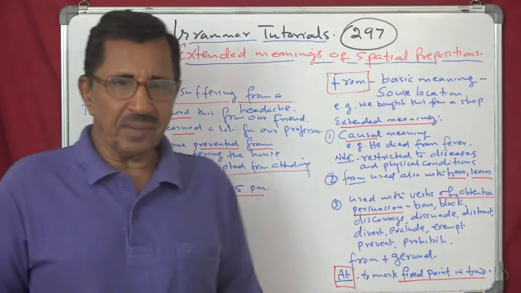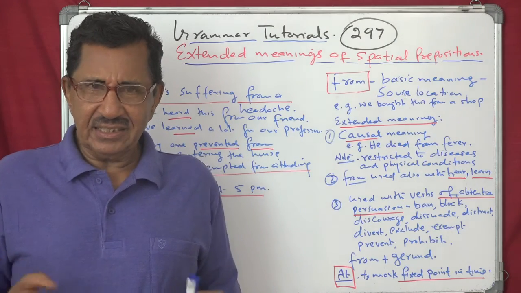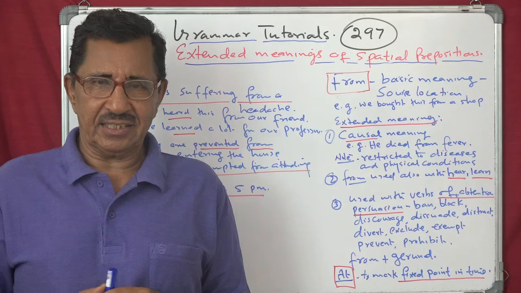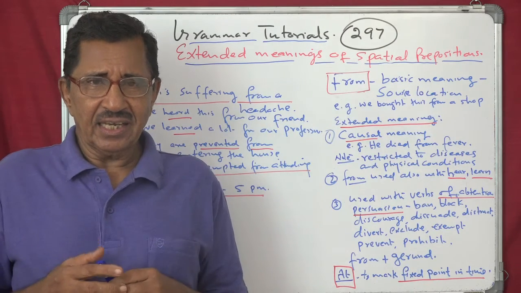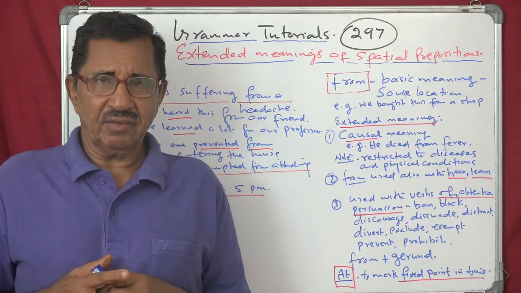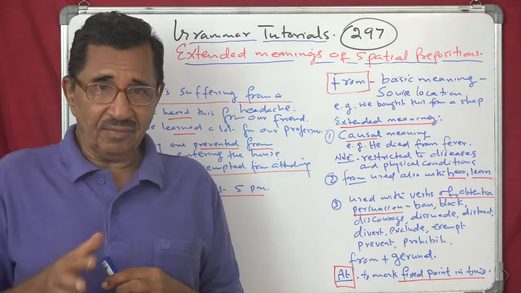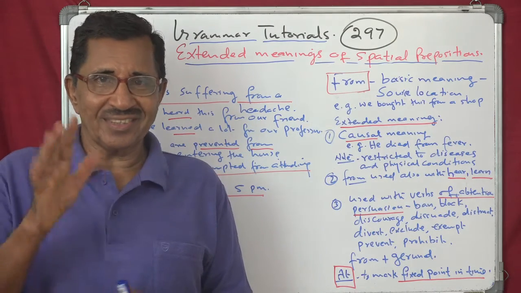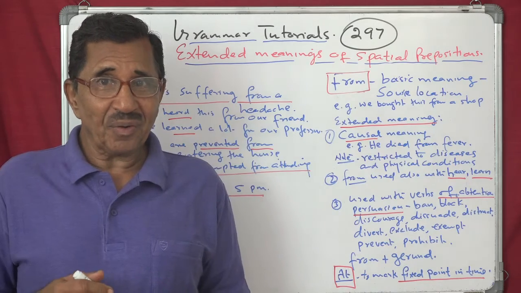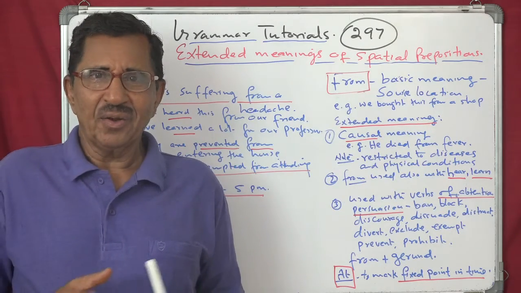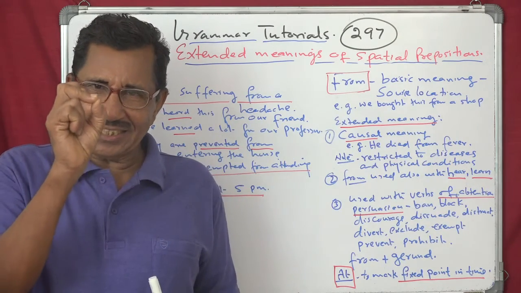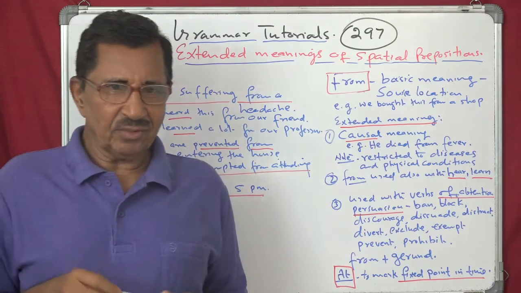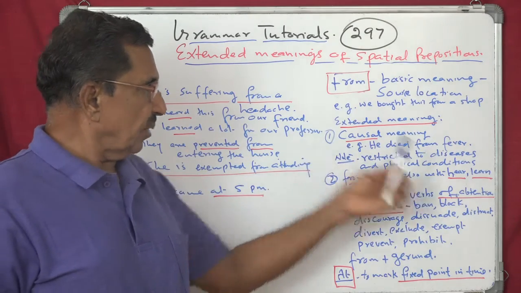But this cannot be applied to everything. This is restricted only to diseases and physical conditions. He is suffering from a fracture, a physical condition, not any other. For example, you cannot say the building collapsed from a stone. No, not possible. Only for physical conditions and diseases. From can be used as we have seen for the causal meaning.